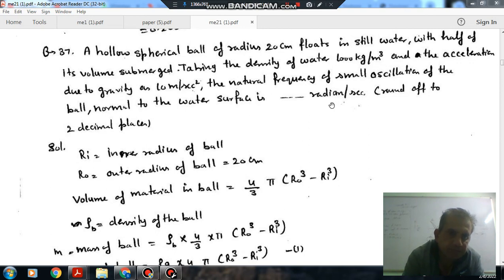Question number 37: a hollow spherical ball of radius 20 centimeter floats in still water with half of its volume submerged. Taking the density of water as 1000 kilogram per meter cube and the acceleration due to gravity as 10 meter per second square, the natural frequency of small oscillation of the ball normal to the water surface is dash radian per second. Round off to 2 decimal places.